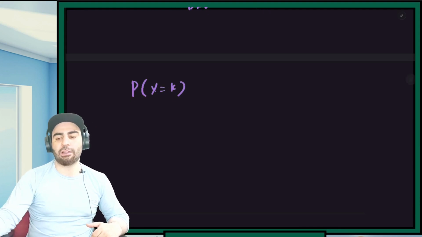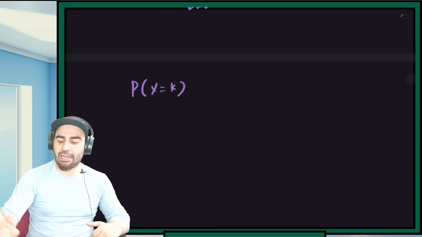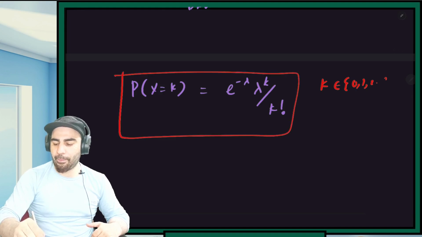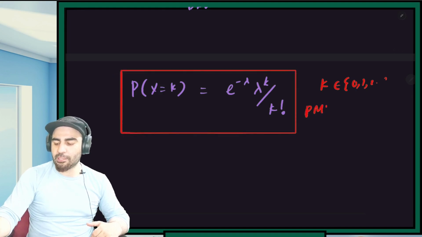Okay, we want k successes, the probability mass function. Here we want this probability of k. So I'll directly write the formula. The formula goes like this: e to the power minus lambda, lambda to the power k divided by k factorial. So this is the probability mass function, and k here belongs to 0, 1, 2, and so on. This is the PMF, the probability mass function of Poisson's distribution.